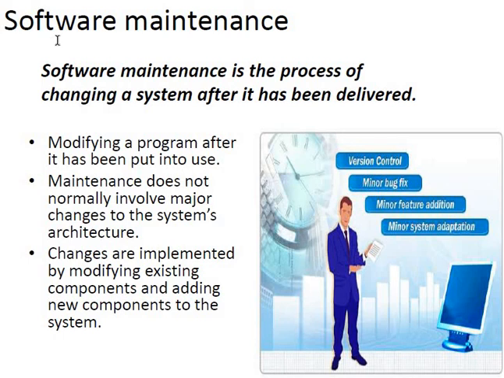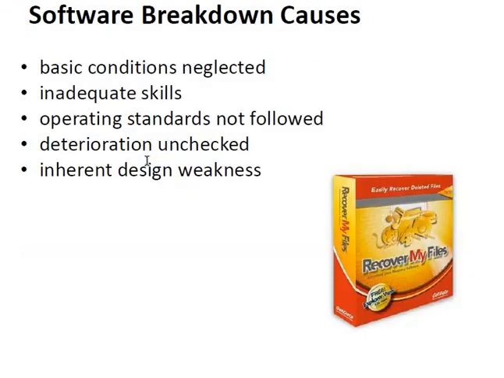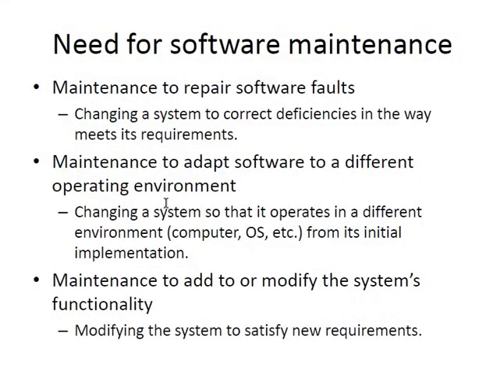Maintenance does not normally involve major changes. Changes are implemented by modifying the existing components or the existing code. So, software breakdown causes. What are the causes of the software breakdown? Basic condition neglected, inadequate skills, operating standards not followed, deterioration unchecked, and the inherent design weakness. So these are the faults. This is why the software breaks down.